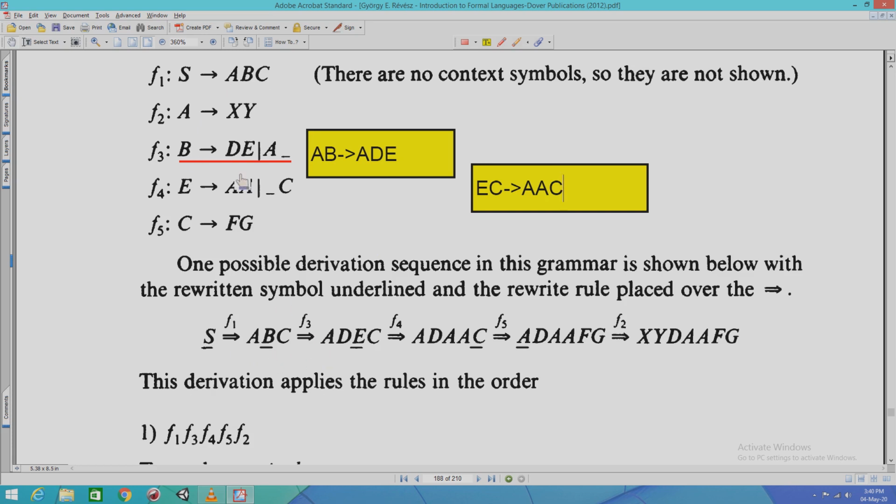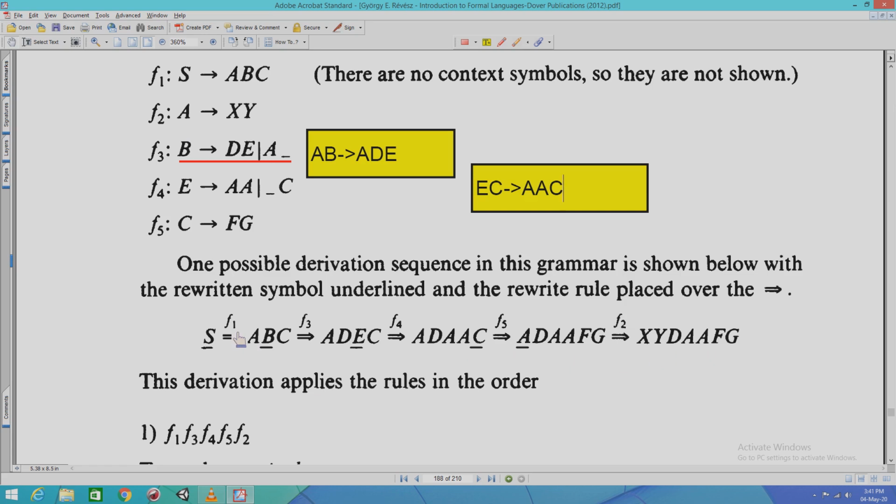So these productions are given in the context sensitive grammar. A derivation tree is given here, a derivation word is given here. We start from the start symbol S, we use the F1 production. F1 production replaces S with ABC. Now using the F3 production, B is replaced with DE, but the left context should be there. So AB is replaced with ADE, and the remaining string is as such. After that, we use the F4 production, E to AA, but the right context is C, so it should be EC. So EC is replaced with AAC.